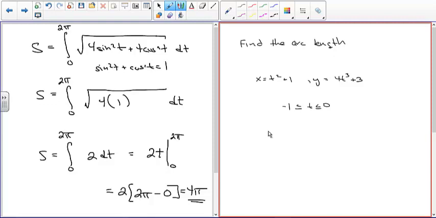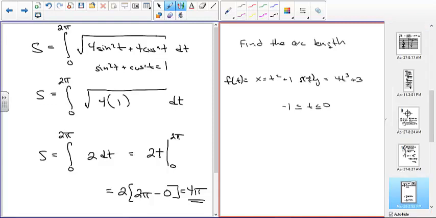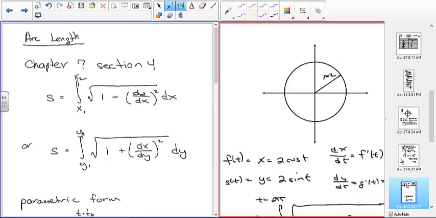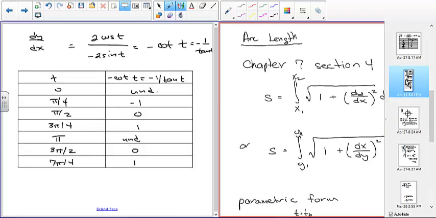So why don't you guys see if you can at least formulate this thing. This would be f of t, and this is going to be g of t. And let's bring the equation down that I just used. Where is it? This one? Yeah, there we go.